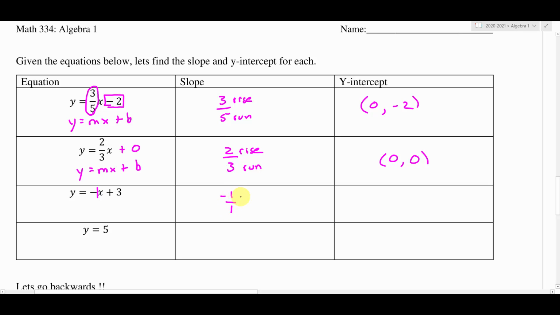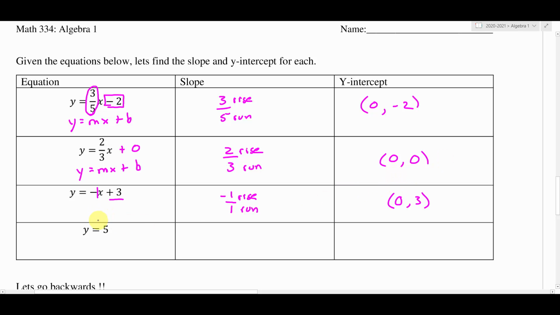That way you can distinguish the rise and the run. So this is one of those slopes that's going to be going downhill. All right, so we're going to go down 1 to the right 1. Okay. Now we look for our y-intercept. So we have a 3. So I'm going to say 3, and then I'm going to remember to write it as a coordinate. So I'm going to say 0, comma 3 with a set of parentheses.